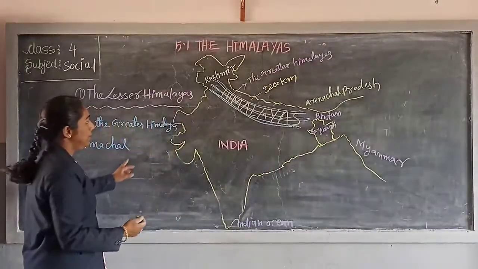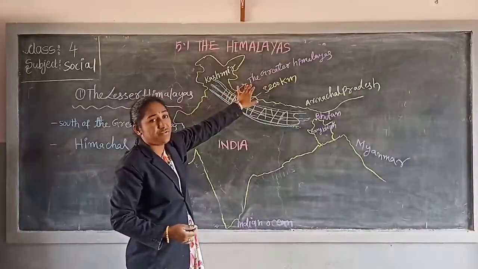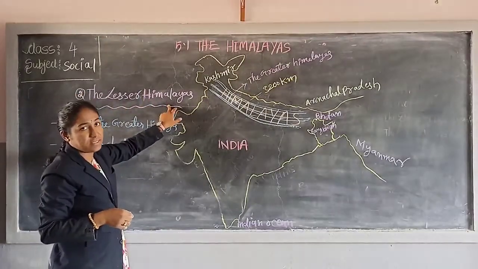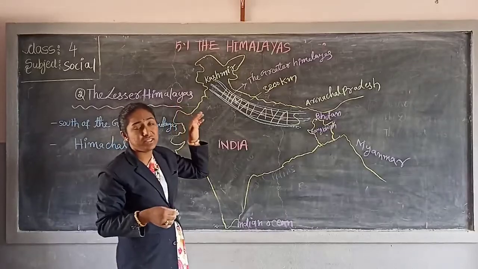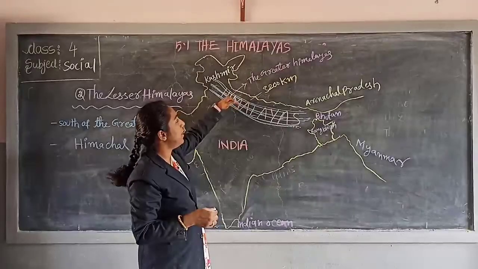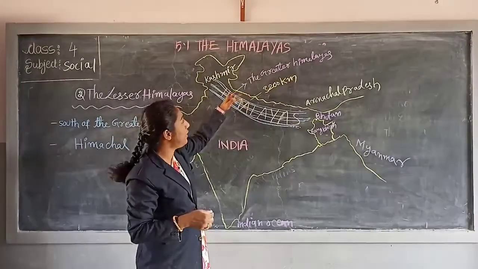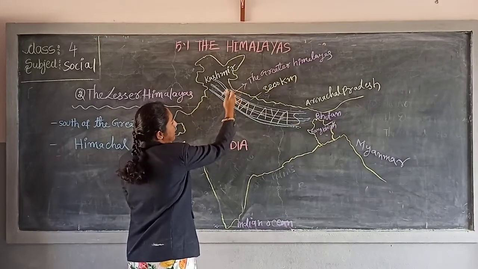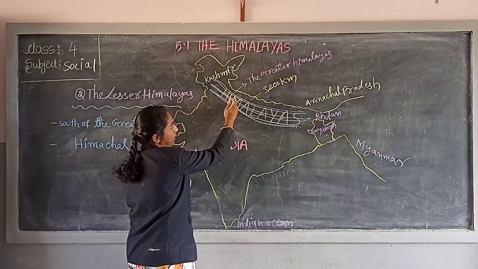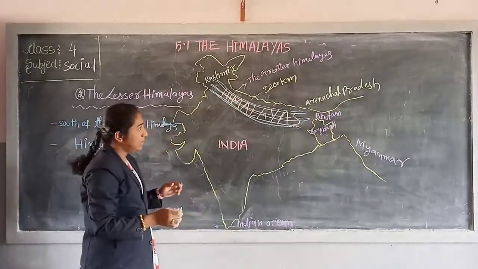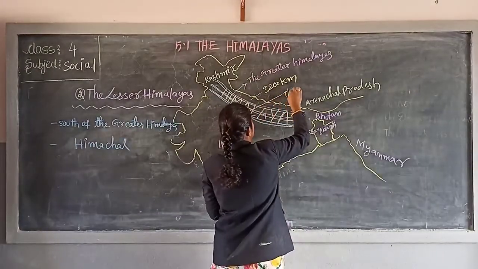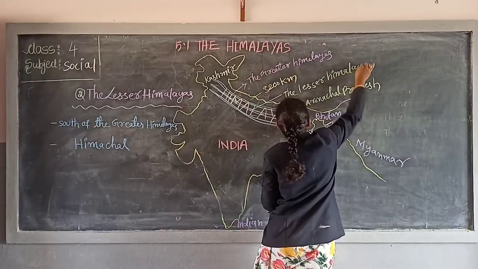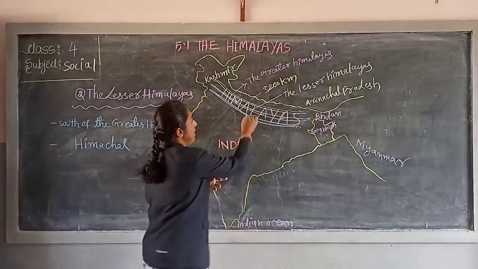Now, the Greater Himalayas is finished. Next one, the Lesser Himalayas. The Lesser Himalayas are situated to the south of the Greater Himalayas. Below the Greater Himalayas, or south of the Greater Himalayas, means this one. What is the parallel range name? The Lesser Himalayas.